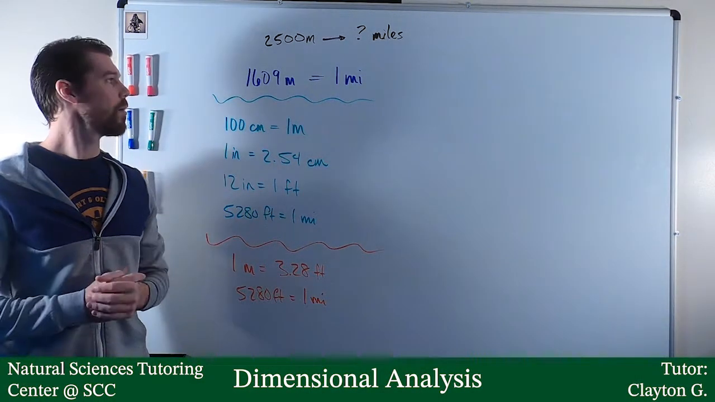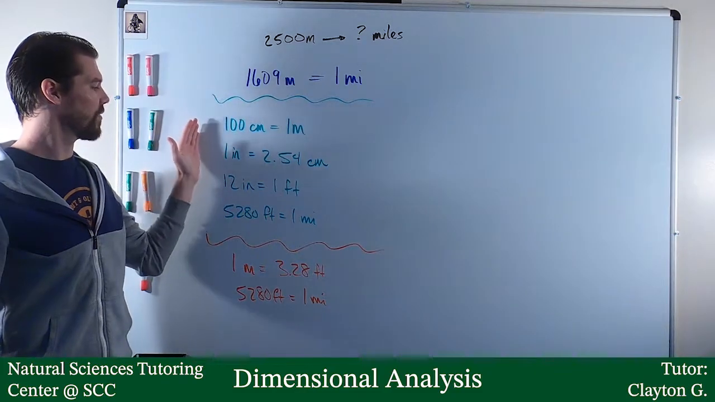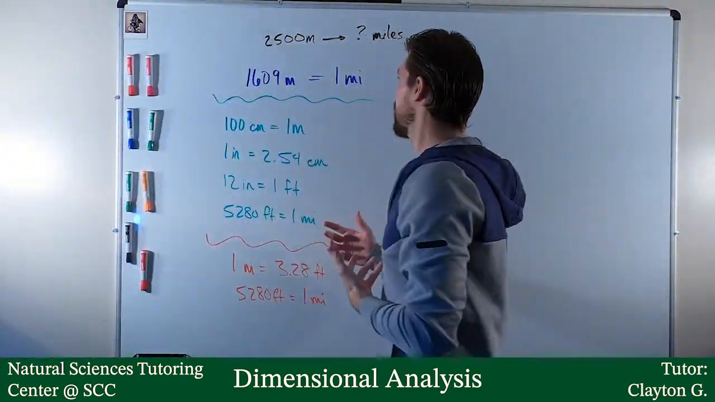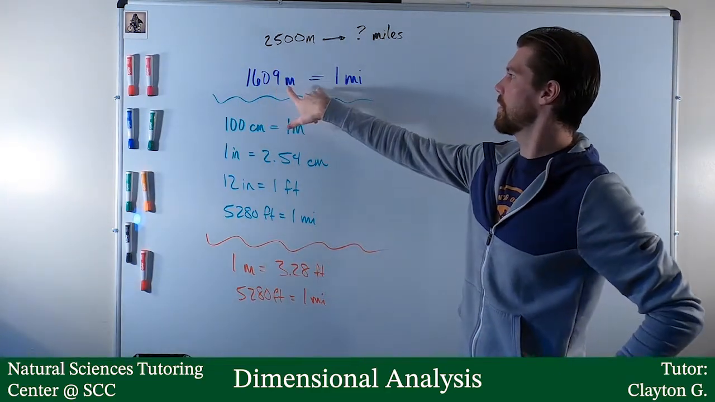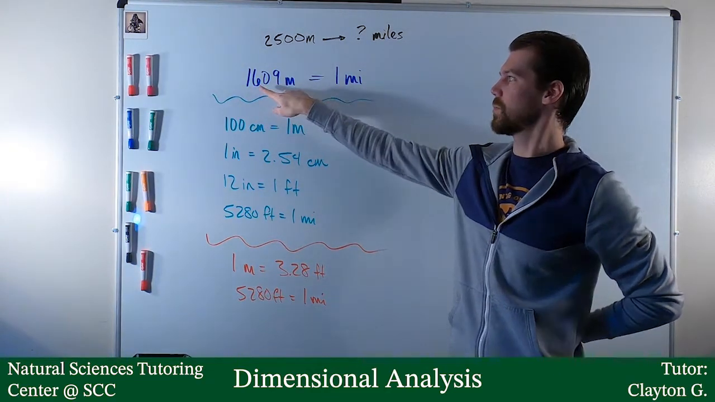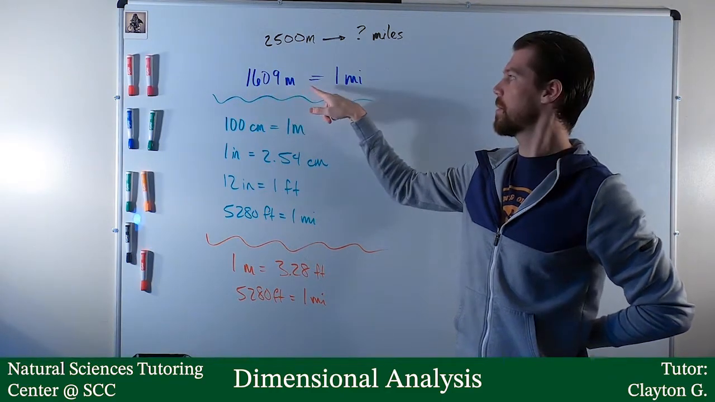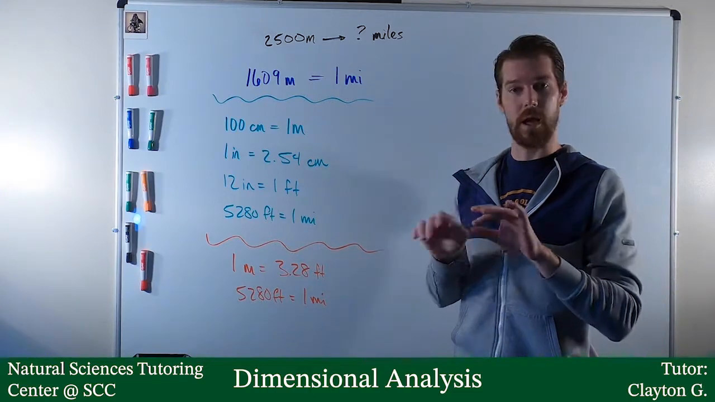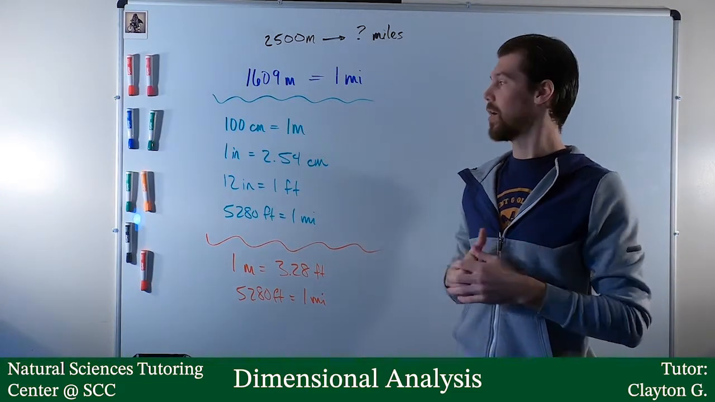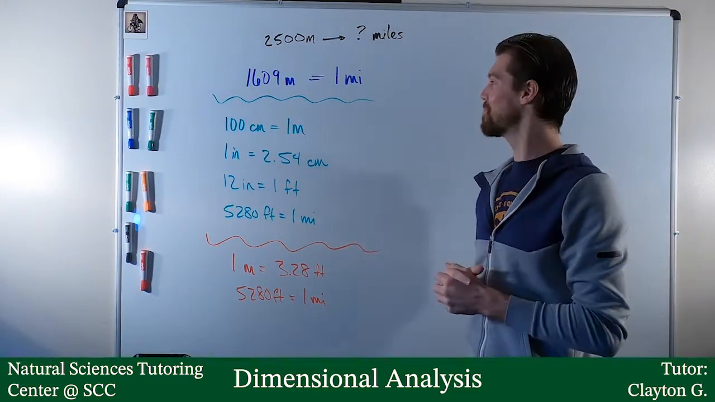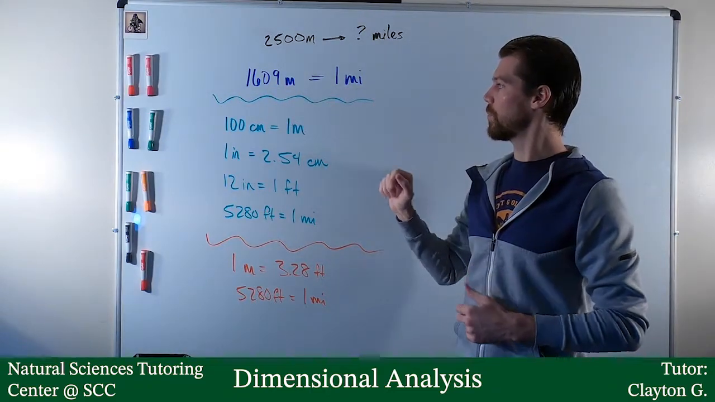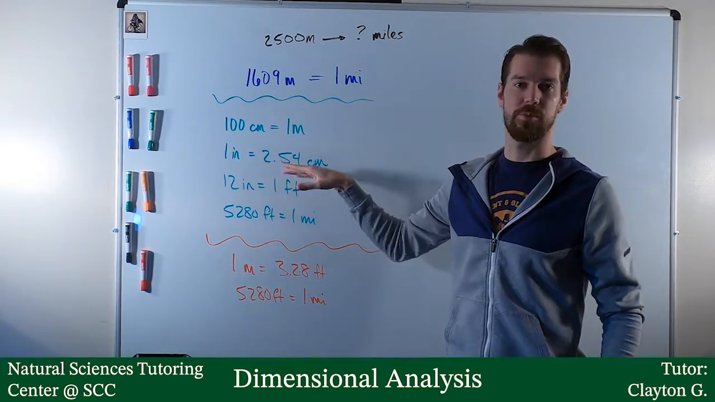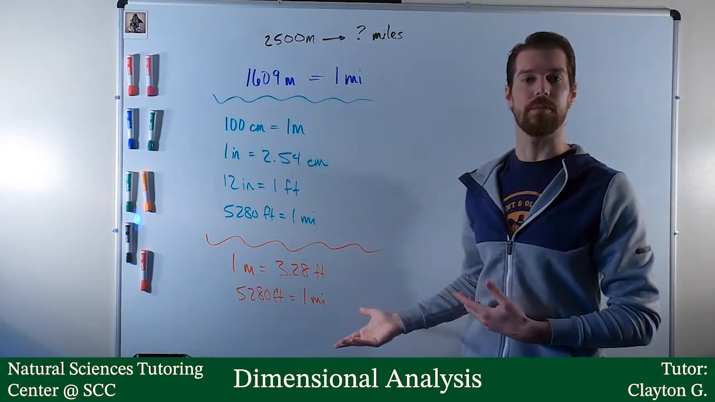Okay, welcome back. So all I've done here is written down a few conversions. These are just equalities. This is a true statement. 1,609 meters equals 1 mile. That's true. So if you type in the conversion in Google, which is what we usually do, right? Then you'll see that this is true. We would also see that 100 centimeters equals 1 meter, 1 inch equals 2.54 centimeters, and so on.